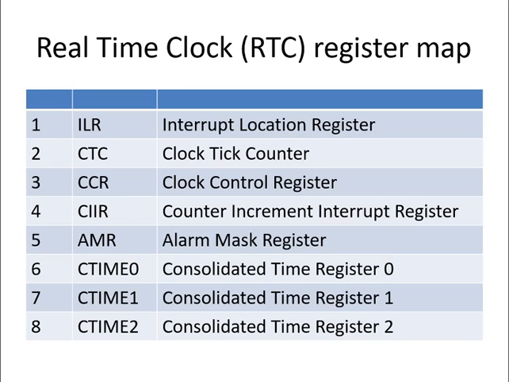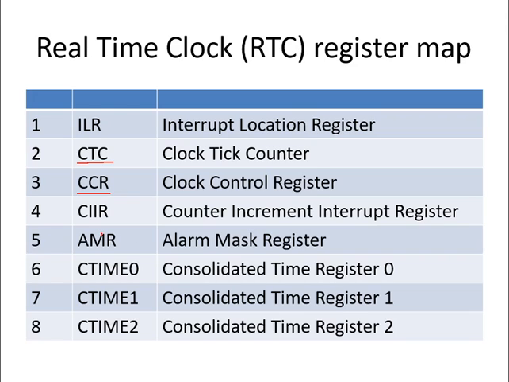Now we will go to the different registers which are actually used there for RTC. First is the interrupt location register. We are not going into much detail of this register. Second is the CTC, clock tick counter register. Then CCR, clock control register. These two are very important, CTC and CCR. CTC is clock tick counter and CCR is clock control register.